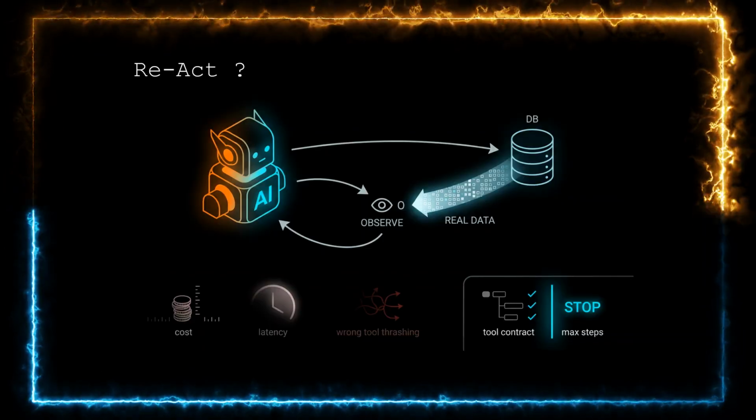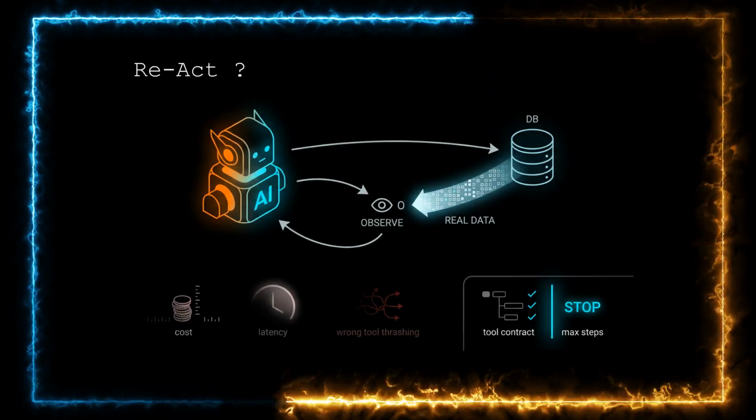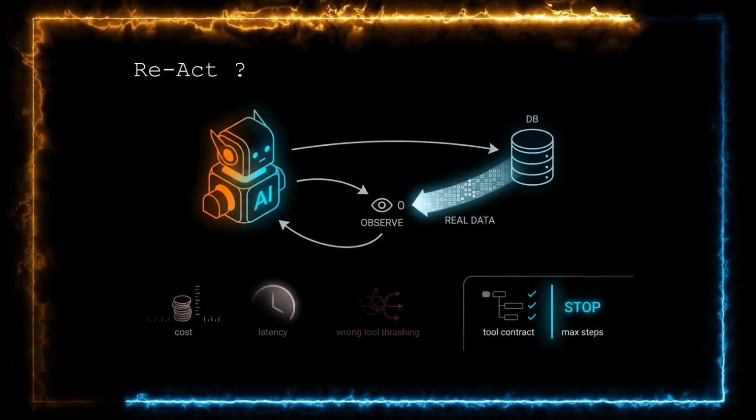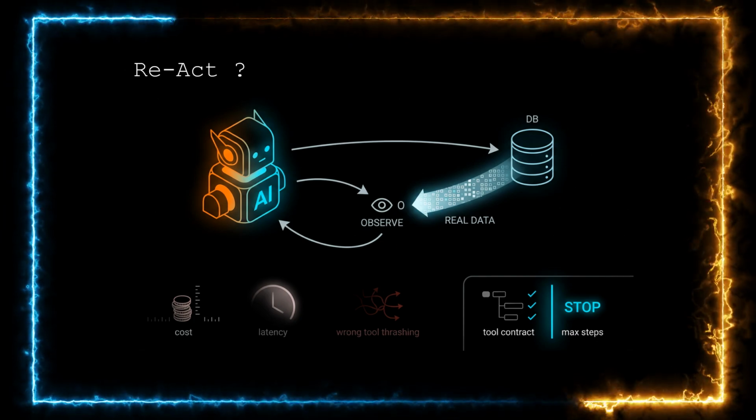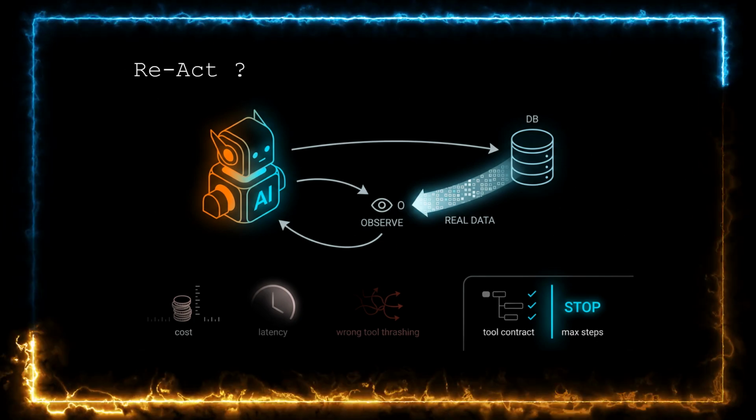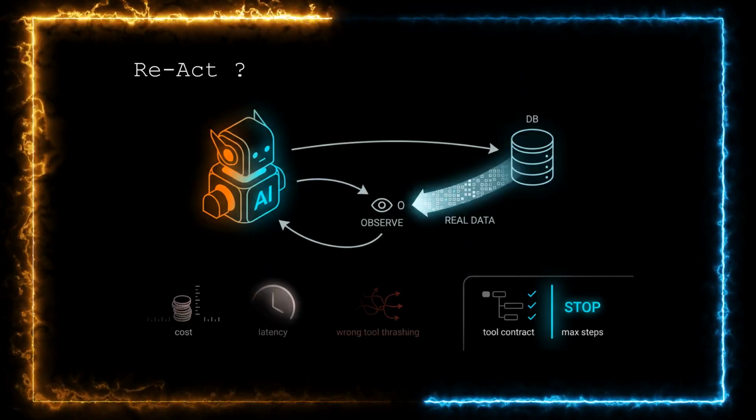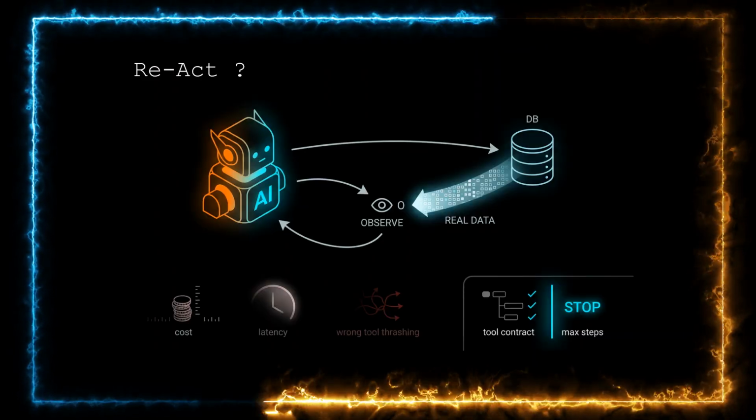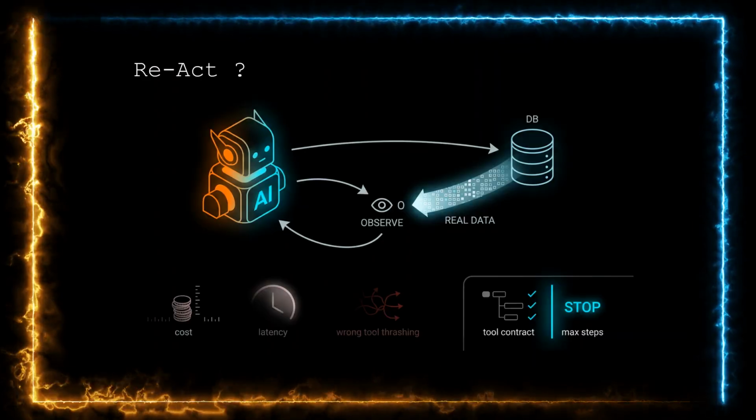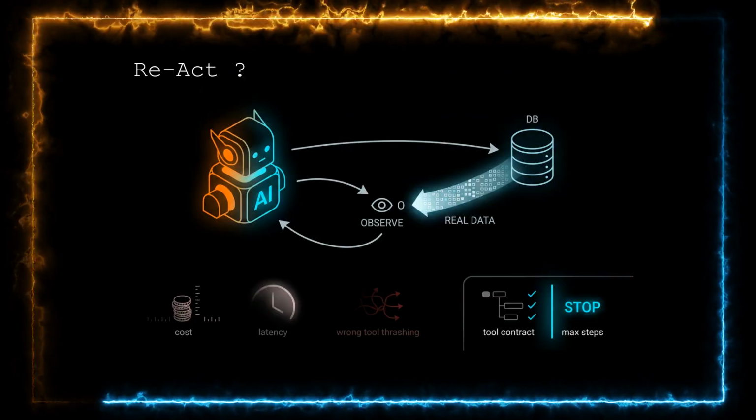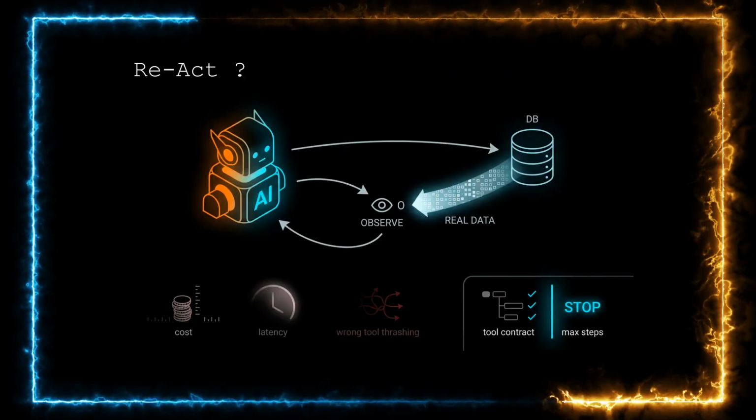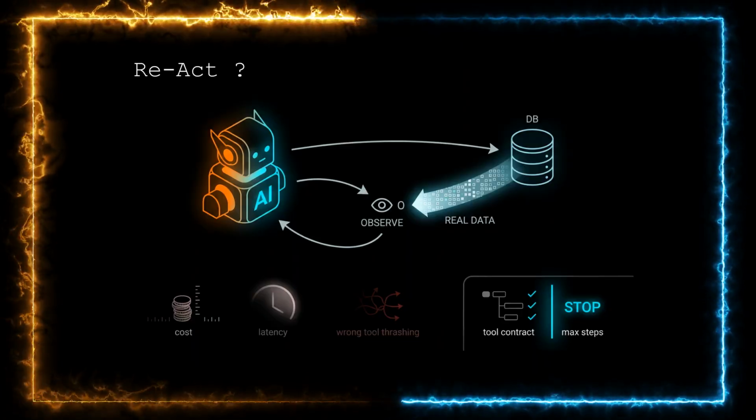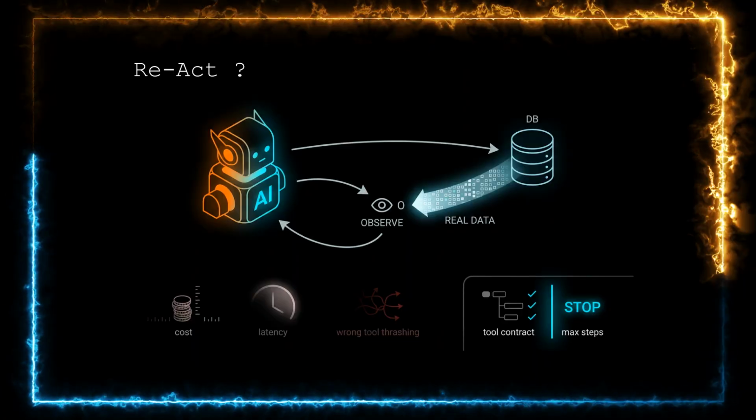The strength of ReAct is that it creates a clear flow. The model is not just guessing from memory. It can interact with the outside world and update its next step based on what actually happened. The downside is cost and latency. Every extra loop means more model calls, more tool calls, and more time. If the prompt is unclear or the tools are badly designed, the agent can also get stuck calling the wrong tools again and again. So ReAct is the simplest useful pattern, but it needs clear tool contracts and good stopping rules.